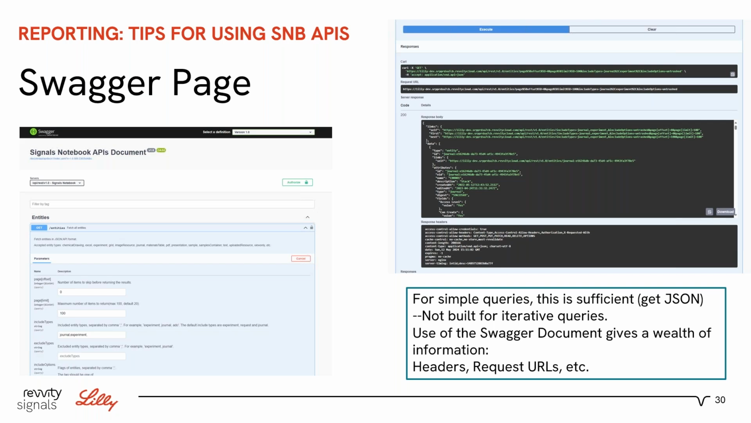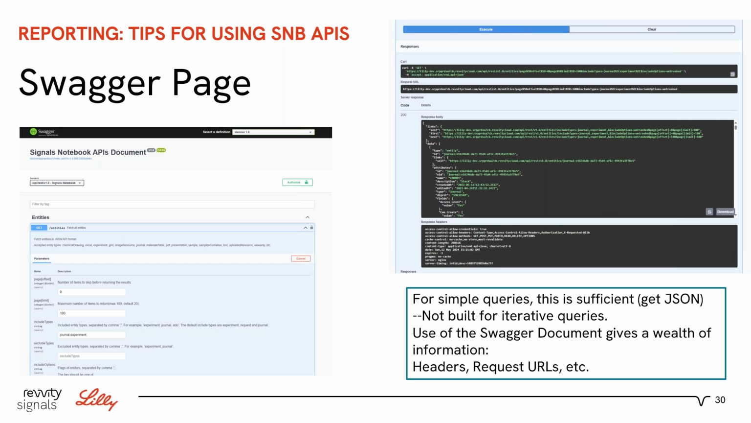So I actually go into this and I can authorize it using an API key as well that'll let me search as an administrator. But I can build the search in here of the entities I want. And then over on the right, you get the example of what comes back. So for a simple query, I'll just use the Swagger page and get the JSON out. And that's usually pretty good. It gets me the information I need. I can load that into Excel or Power BI and just go from there. And then I use the Swagger document also to get the headers, the request URLs, various things like that that I might need to build my API queries in other platforms.